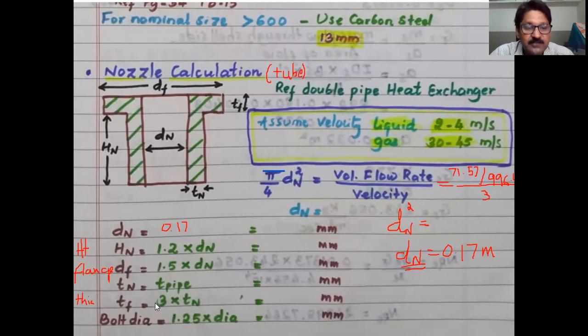Thickness of flange is 3 times Tn. Bore diameter will be 1.25 times the diameter of the pipe. So this is how you can complete the nozzle calculation. Similarly, you do it for the cell side.